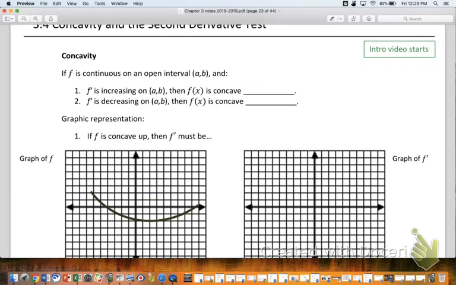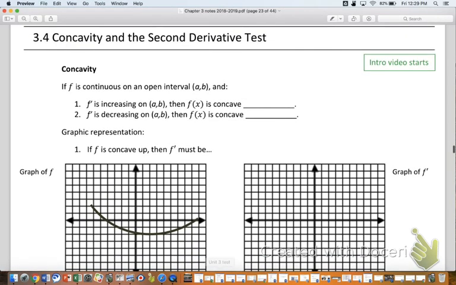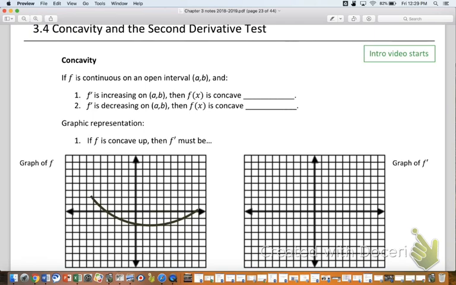Okay, so our intro video basically is taking things to the next level. I think it'd be fair to say that in section 3.3, everything was about the first derivative. So let's do a little review of that. You guys ready? See me finish my sentence. F is decreasing when f prime is negative. You guys get that? F is decreasing if f prime is negative.